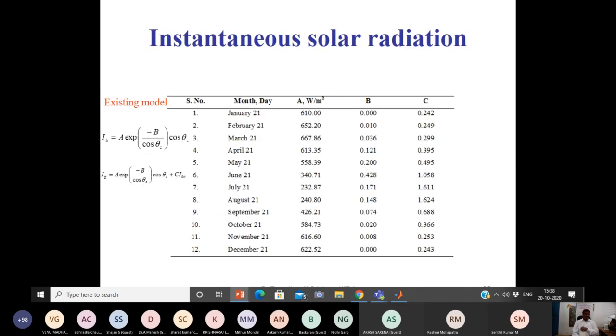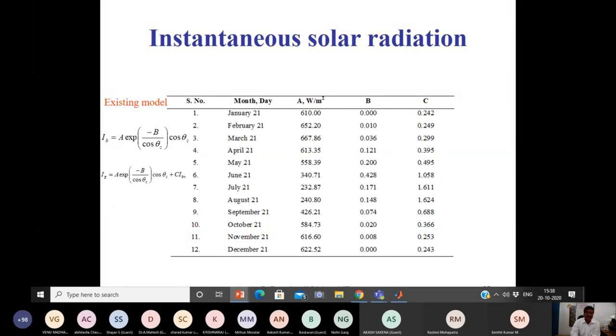The second application of this solar geometry is estimation of the solar radiation. How to estimate the solar radiation? What are the different models available here? The first one is the instantaneous solar radiation. Instantaneous means exactly at this point of time. Now the time is 3:38. At this time, what is the radiation? How much radiation can we receive at a particular location? The location is also defined here.